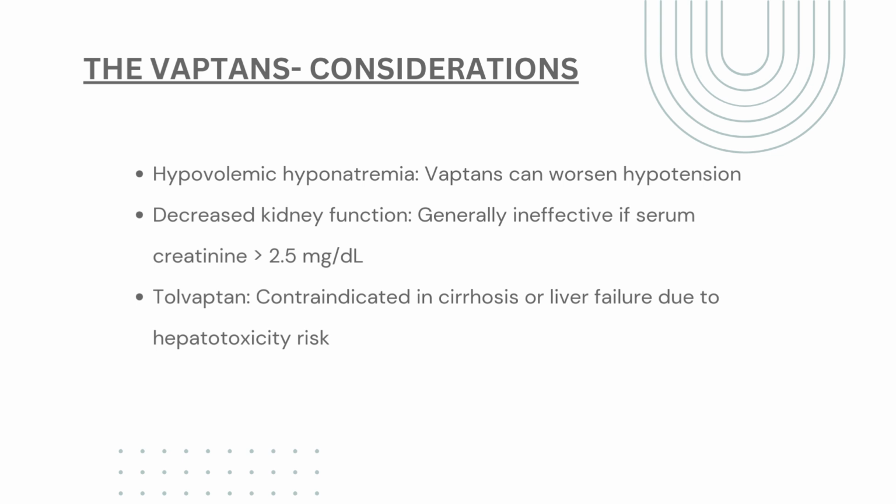Before using the vaptans, you need to consider a few facts. In hypovolemic hyponatremic patients, we cannot use vaptans because they are volume depleted, and if we use vaptans, they are going to be further volume depleted. So they can get worsening hypotension and decreased kidney function. If creatinine is more than 2.5, vaptans are not going to work because they are not going to reach the active site where they work. And tolvaptan is contraindicated in cirrhosis or liver failure because it has a hepatotoxicity risk.